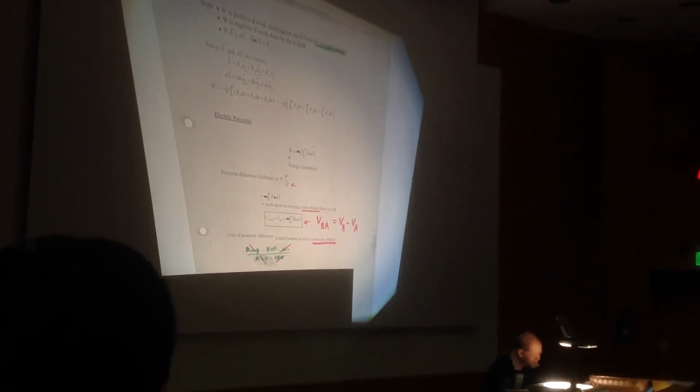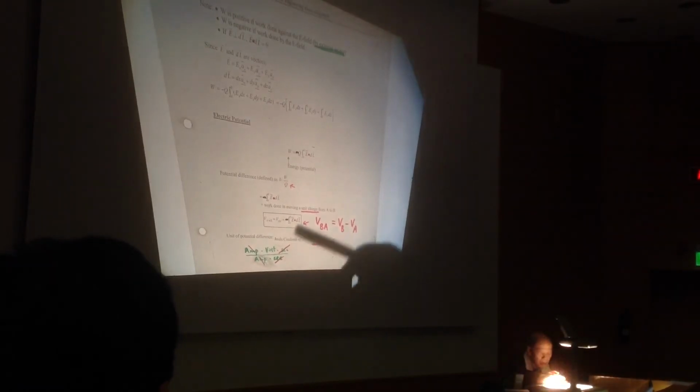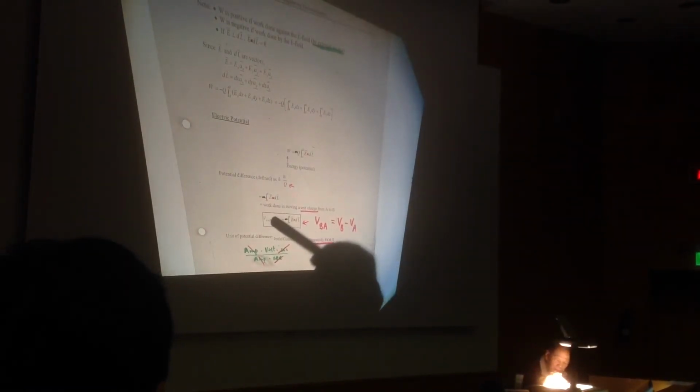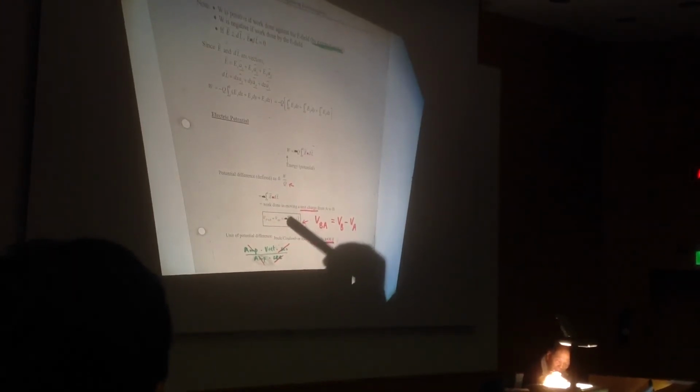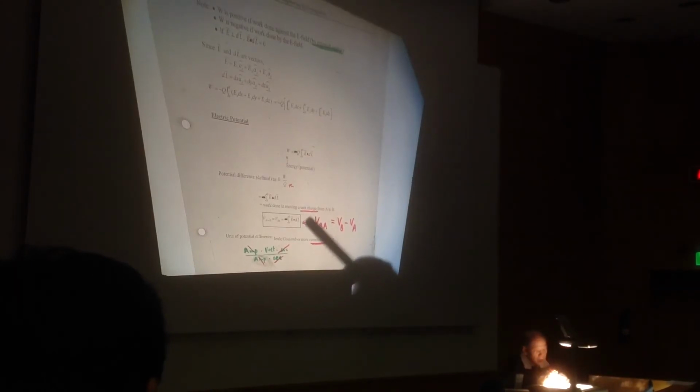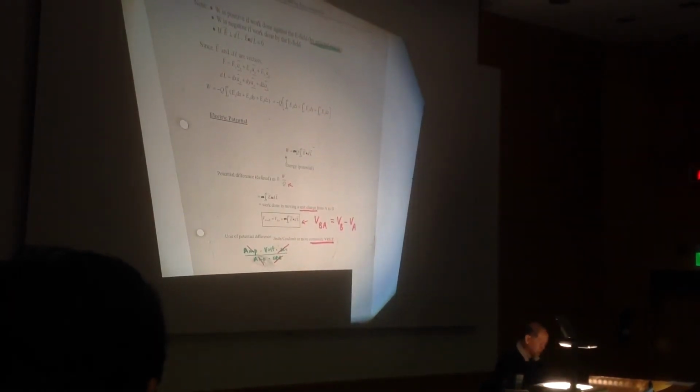Okay? Now, I want you to look carefully. Potential of B with respect to A is minus integral A to B of E dot dl. Not B to A. This I will amplify very soon.